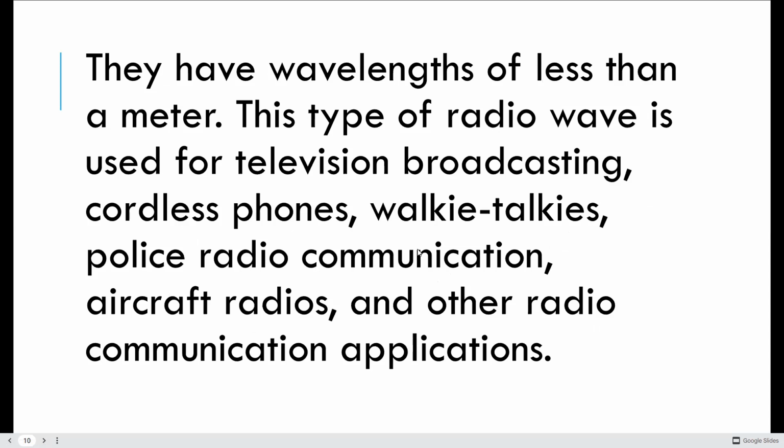They have wavelengths of less than 1 meter. This type of radio wave is used by television broadcasting, cordless phones, walkie-talkies, police radio communication, aircraft radios, and other radio communication applications.